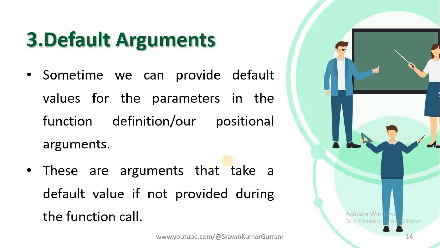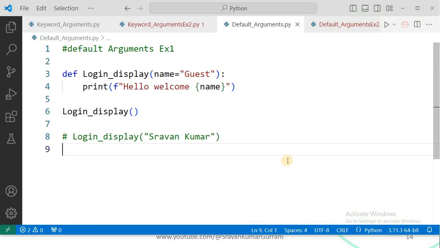Sometimes we can provide default values for the parameters in the function definition statement itself. Even though we are not passing actual argument values to that particular parameter, by default that parameter has some value. That type of arguments are called default arguments. So these default arguments take that default value what we have in the function definition, if not provided during the function call. See this example for the better understanding.